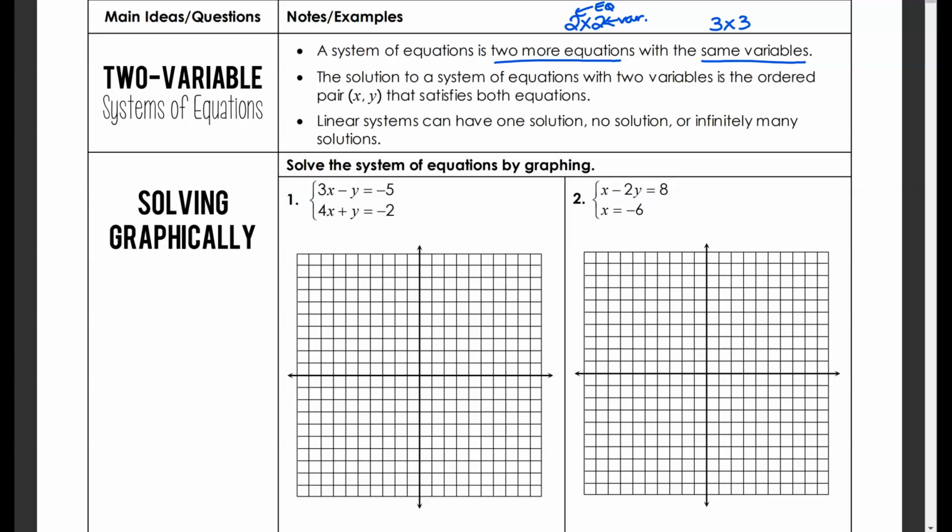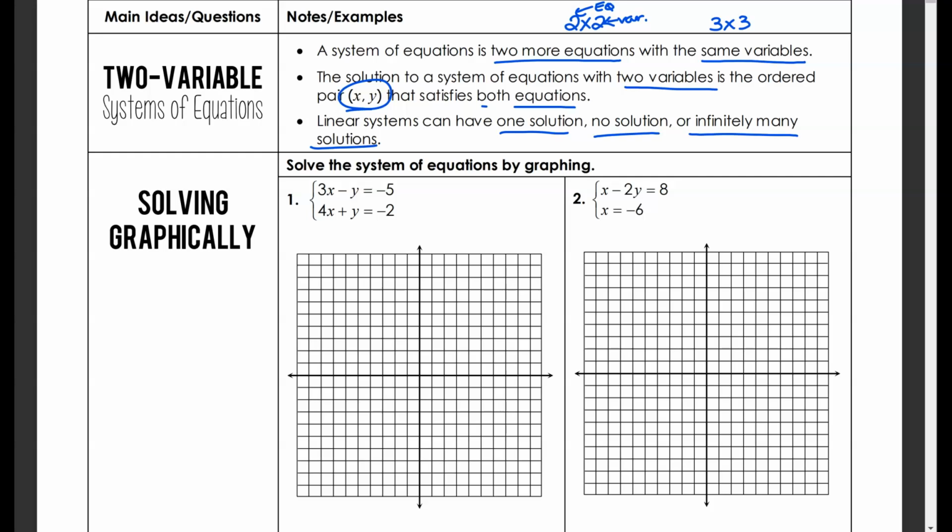The solution to a system of equations with two variables is the ordered pair (x, y) that satisfies both equations. So it has to be true for both of the equations in order for it to be a solution of the system of equations. Linear systems have either one solution, no solution, or infinitely many solutions. And we're going to talk about what these solutions look like in the following examples.